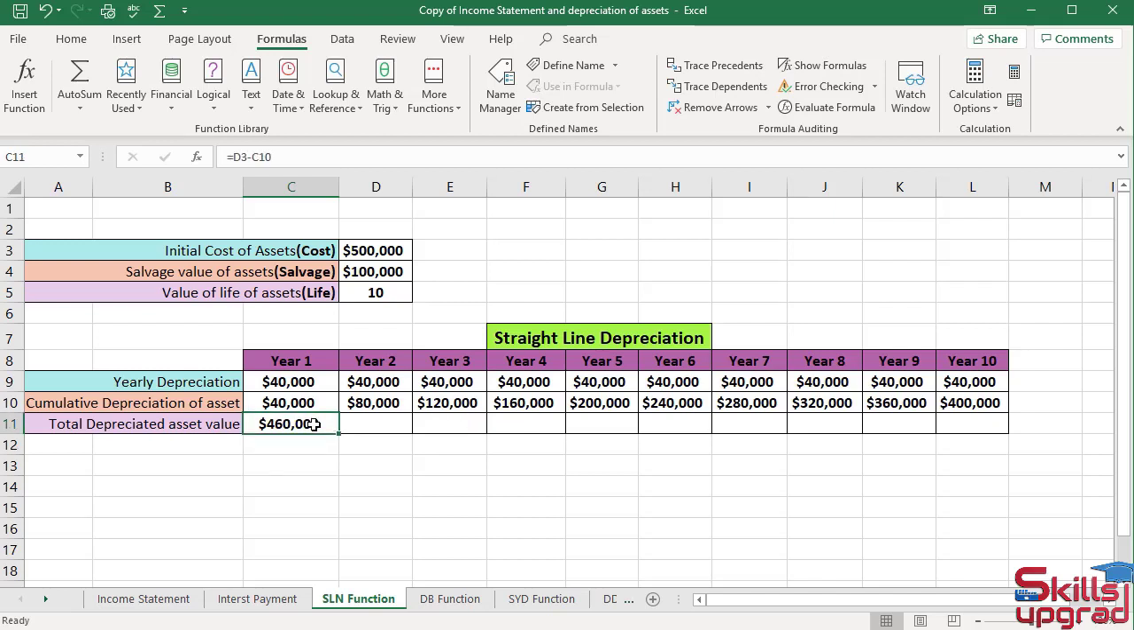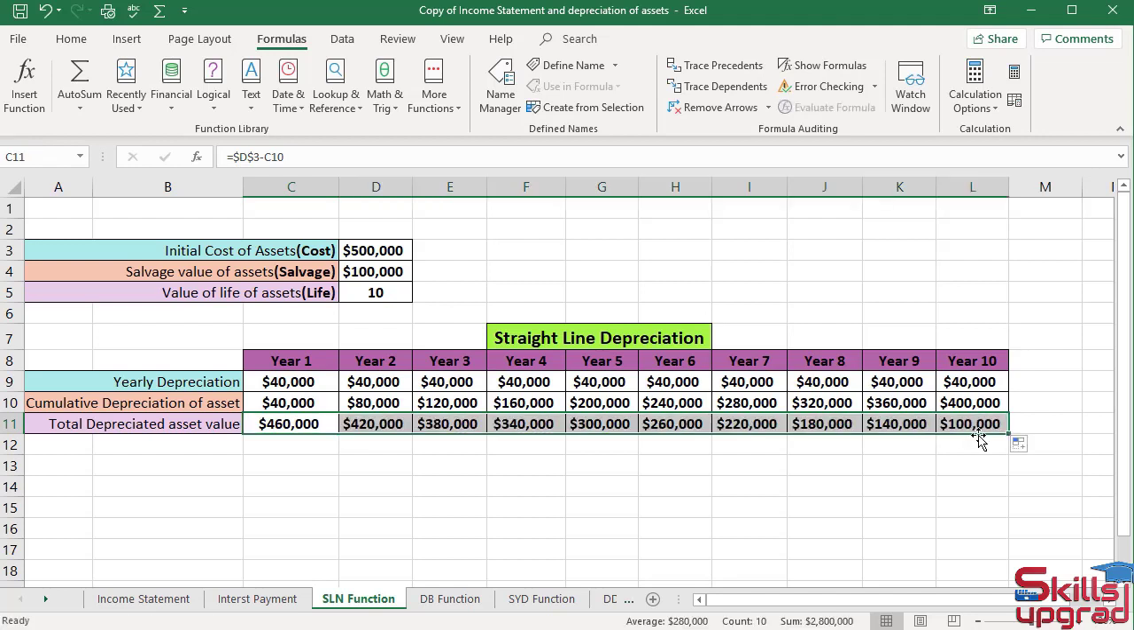Activate this cell. First, make the absolute position of the value of the initial cost of the asset. Click in formula bar. Press F4 key. Press enter key. Again activate this cell. Press mouse and drag to right.